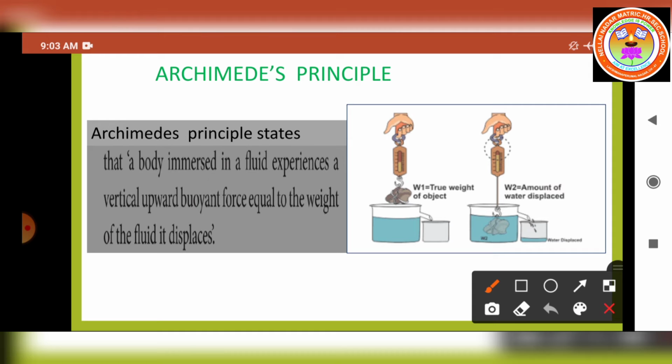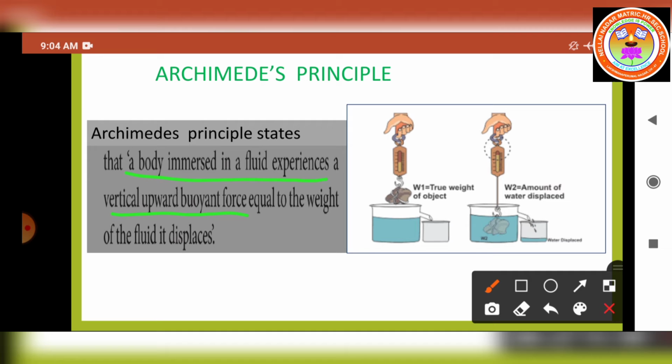So the Archimedes principle states that a body immersed in a fluid experiences a vertical upward buoyant force. So your body is immersed in a fluid, so it experiences which one? Buoyant force. What is buoyant force? It's an upward force, isn't it?